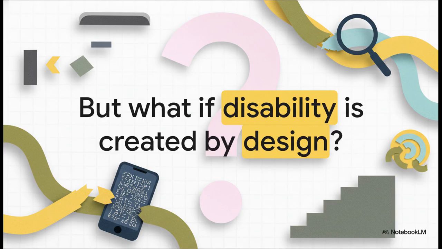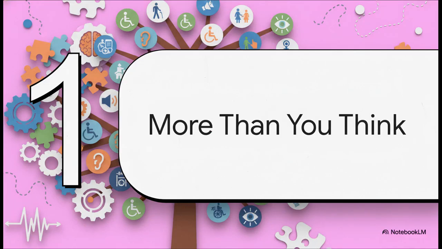We tend to think of a disability as a medical thing, right? A characteristic of a person's body. But what if that's not the whole story? What if disability is actually created by the world we build, by our designs? Okay, to really unpack that, we first have to bust a few myths, because the reality of disability is so much more complex and common than most of us think.